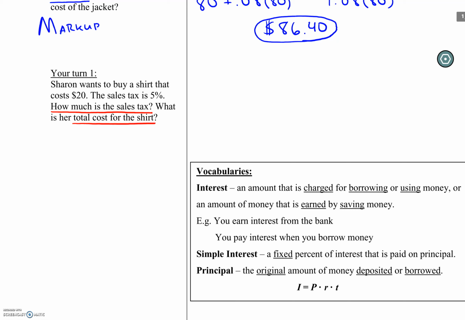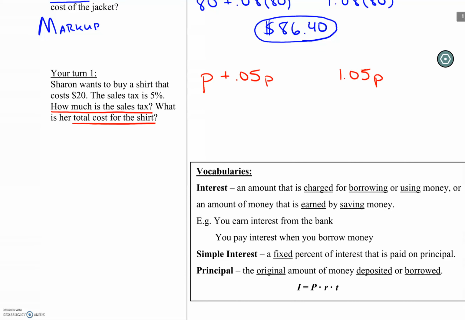So two expressions we could have here, and we can use P for the price of the shirt. I don't want to use S because S might look like a 5 and you don't want to misread that. So P plus 5% of P, or 1.05 P.